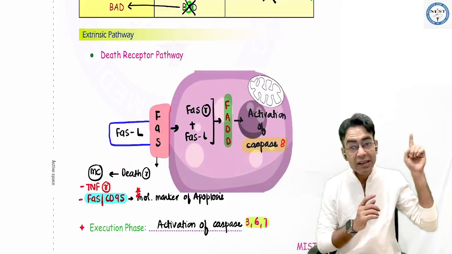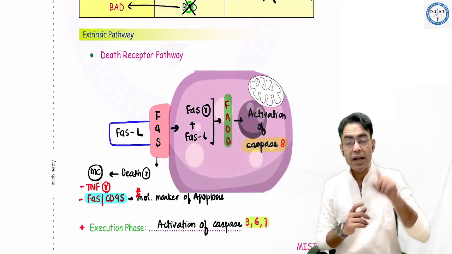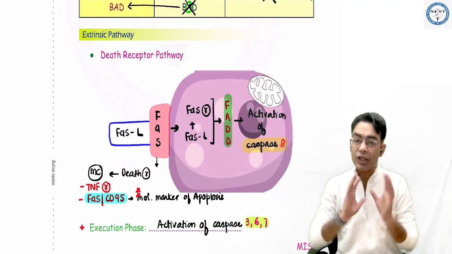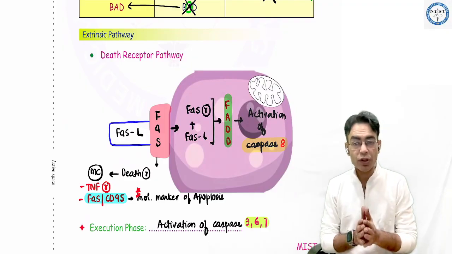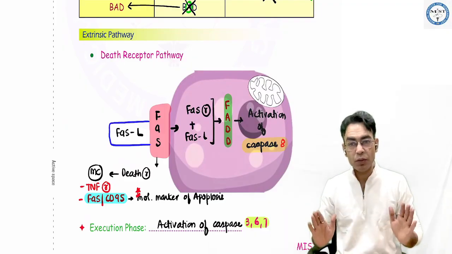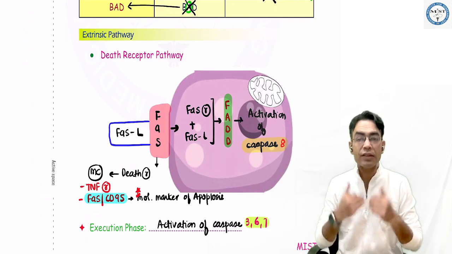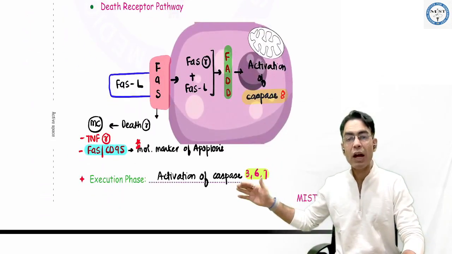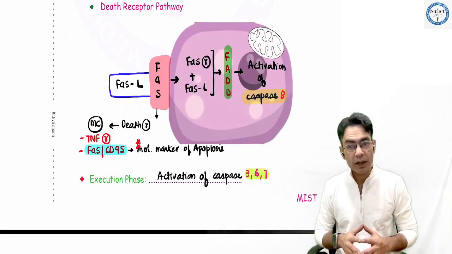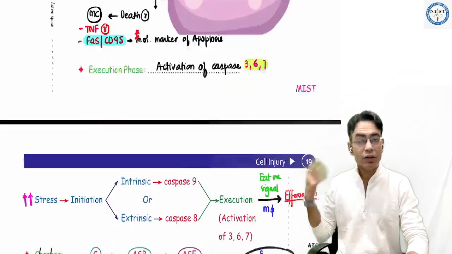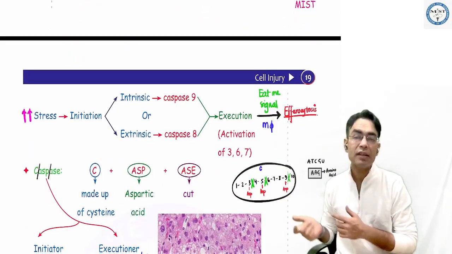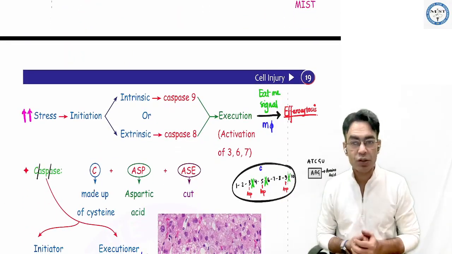So what is the intrinsic caspase we read earlier? 9. Extrinsic caspase 8. Now, whichever pathway the body has chosen, the body has initiated the apoptosis. Once you have initiated, you execute it. For the execution, you have activation of caspases 3, 6, and 7. All right. Once you have done it, after that the eat-me signals are going to go on and apoptosis is going to occur.